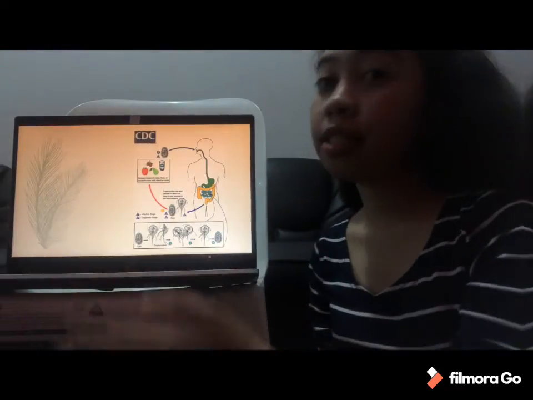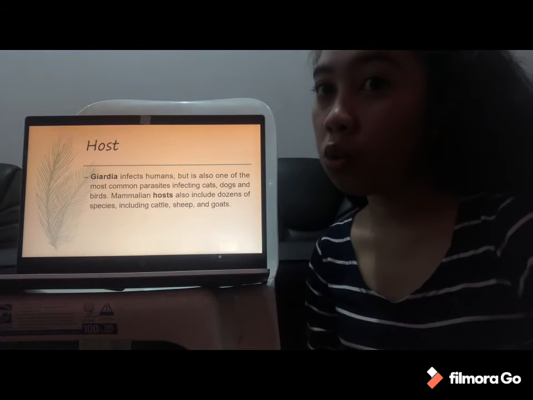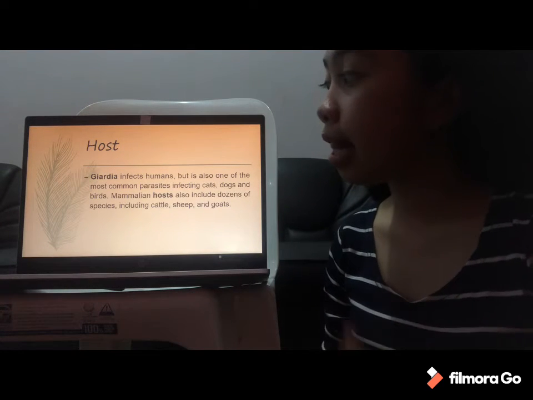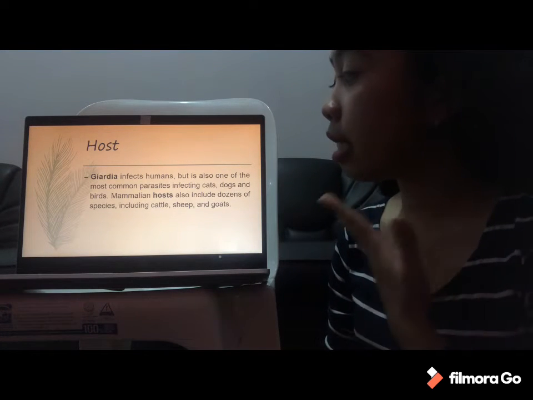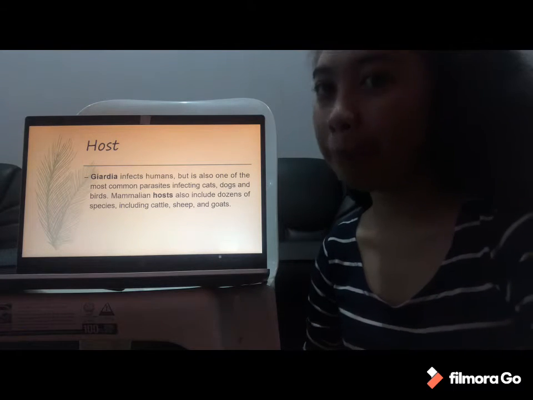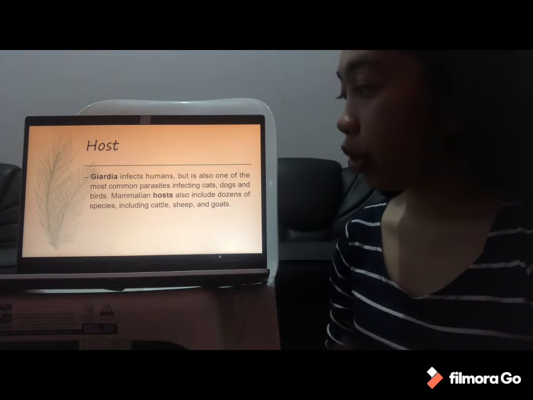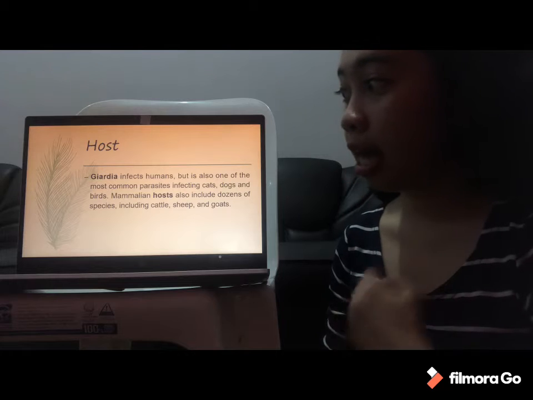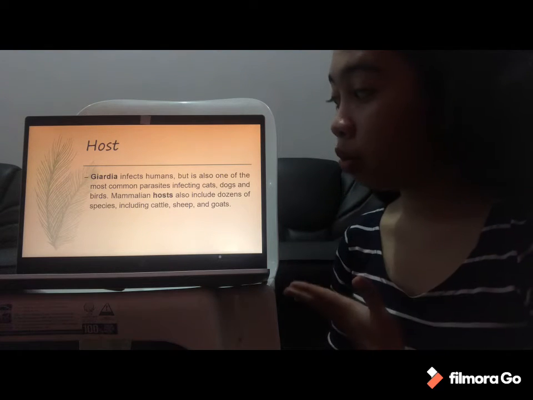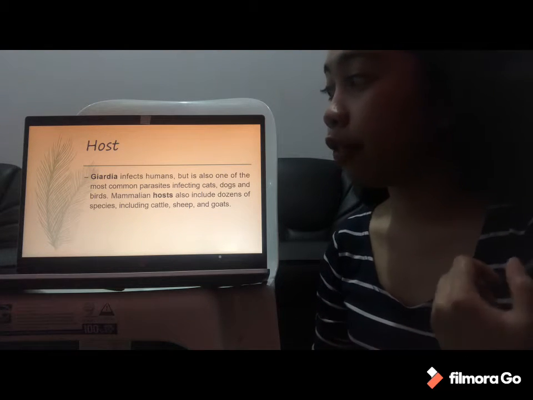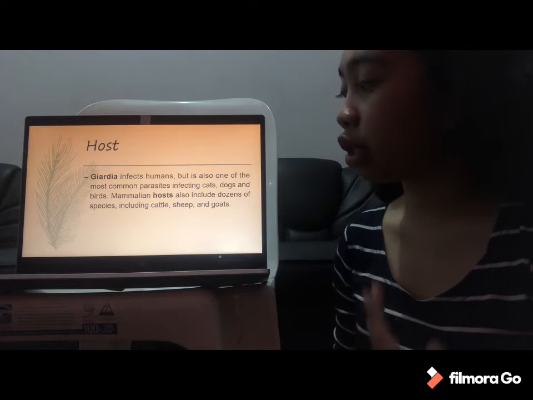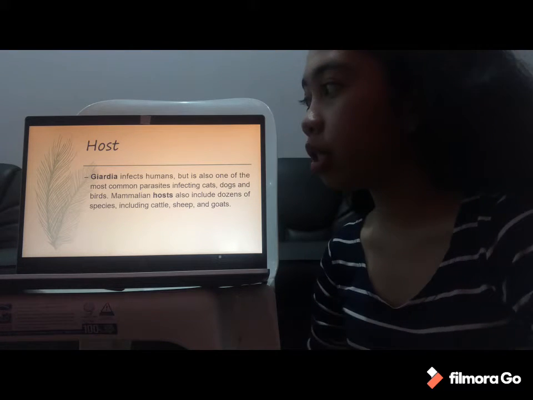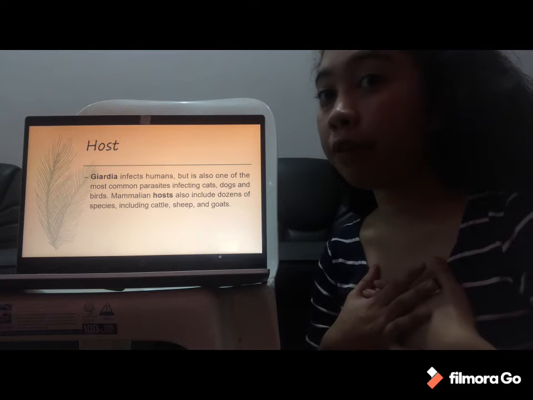So next is we will have the host. So the host is the Giardia infects humans, but it's also one of the most common parasites infecting cats, dogs, and birds, and mammals. So the host also includes dozens of species, including cattle, sheep, and goats. So the host is which if the infects from humans.